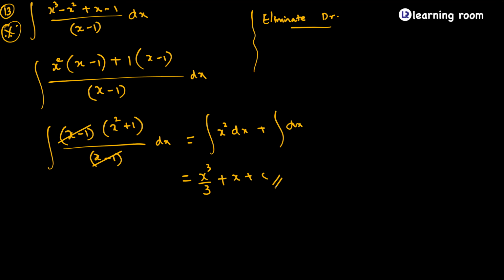See, if at all you're not able to factorize, the other option is you can do the long division method. Like x cube minus x square plus x minus 1 divided by x minus 1. You will get x square plus 1 as the quotient and the remainder will come out as 0. If at all you don't get the idea, that is what I'm saying. Okay.